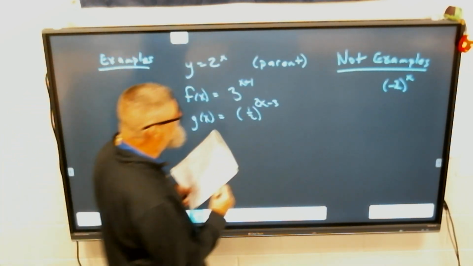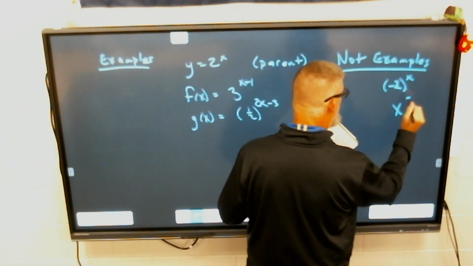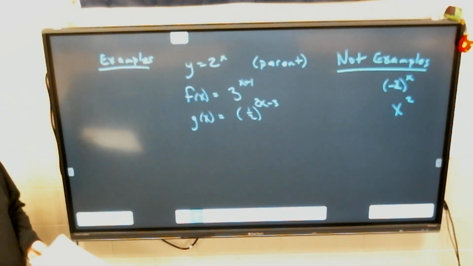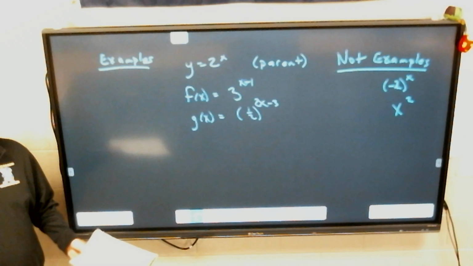Okay, we also don't have this. This is x to the second. The base cannot be an exponent. I mean, that's a quadratic function. The base cannot be an exponent, and the exponent is not a constant.